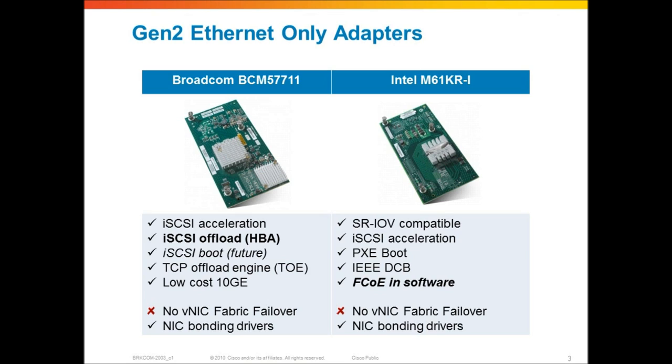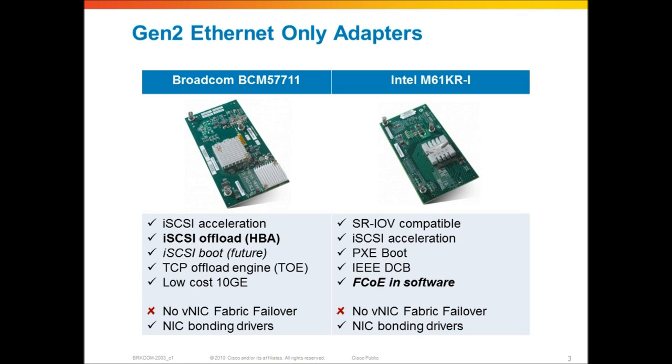Now let's take a look at another set of Gen 2 adapters, and these are Ethernet only adapters. So these are not hardware-based Fibre Channel over Ethernet CNAs. These are strictly IP only Ethernet adapters for basic 10 gig Ethernet connectivity with IP connectivity to the server. So this would be put in a server where you really don't have any requirements for high performance Fibre Channel over Ethernet. So one of the adapters is from Broadcom, and there's another adapter from Intel.